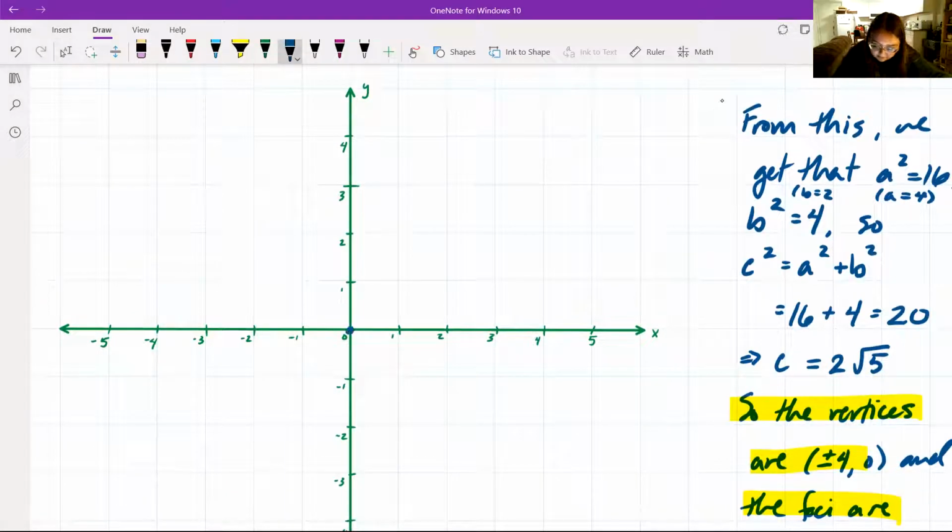So plotting our center first. Our center is at 0, 0. Next, we can plot our foci. So our foci are going to be at 2 times the square root of 5, 0 and negative 2 times the square root of 5, 0. 2 times the square root of 5 is going to be about halfway between 4 and 5. So our foci will end up being about right here. So we're going to say this is F1, and then this is going to be F2. Then our vertices are at 4, 0 and negative 4, 0.